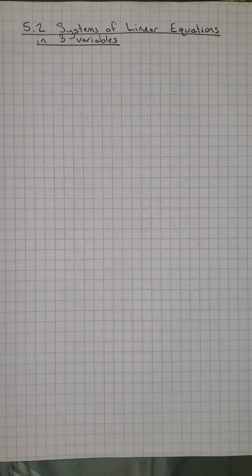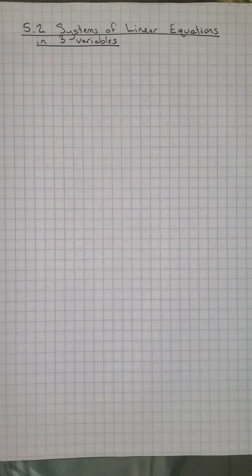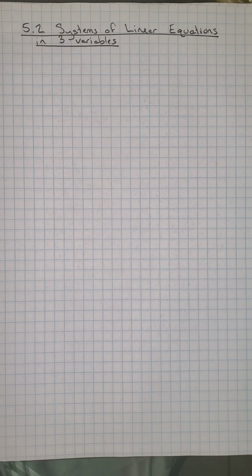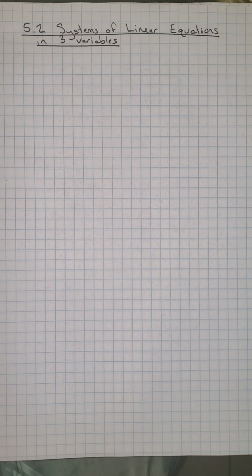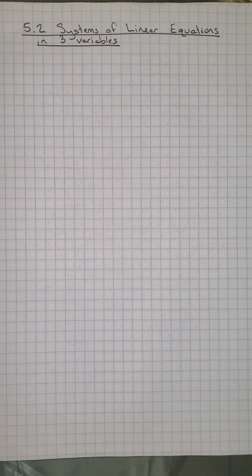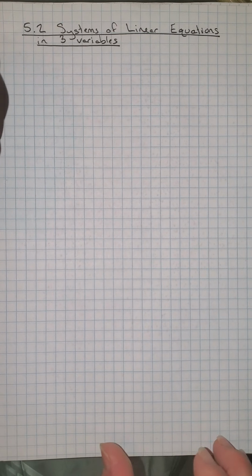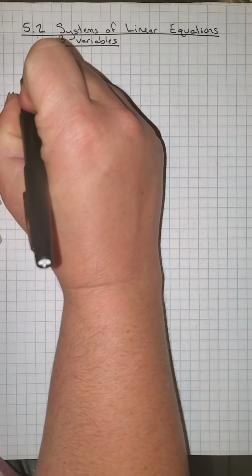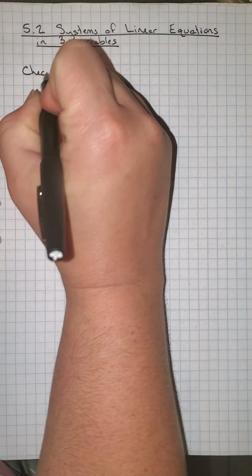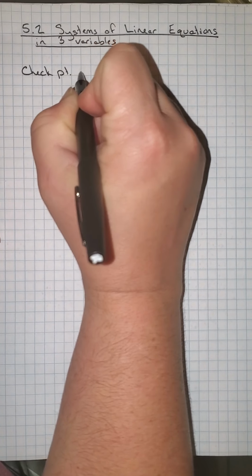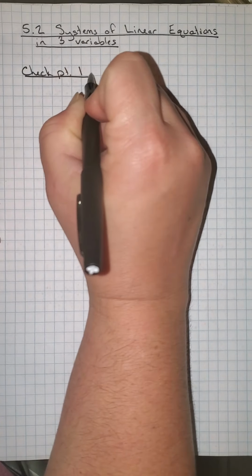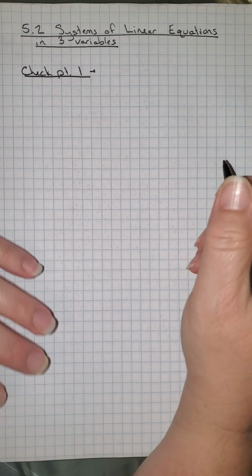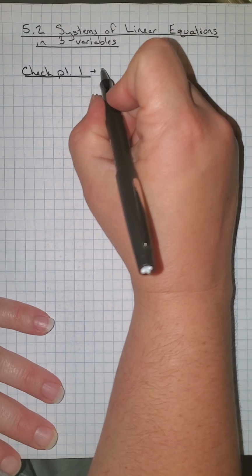Hello everybody, today we are going to do 5.2, systems of linear equations in 3 variables. So 3 equations, 3 unknowns. The last video, 5.1, was 2 equations, 2 unknowns. So these take a little bit longer, but you just have to be organized in your work and they're not so bad. I'm going to start with checkpoint 1, which is basically just showing you how to check your answer, again, same way 5.1 started.